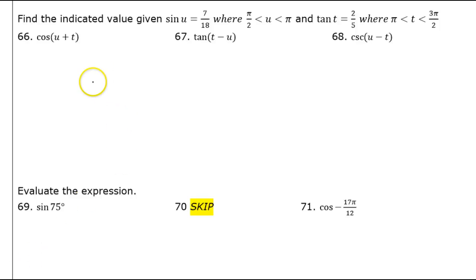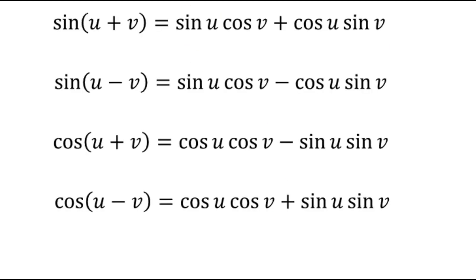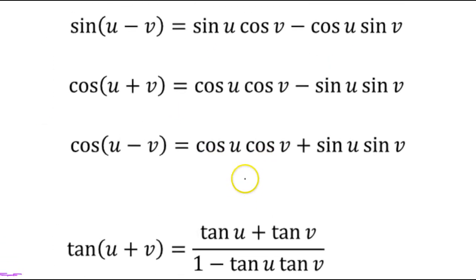In this video, we will be using the angle sum and difference formulas to evaluate trig functions when we are given basically a quadrant and one trig value. Now, when I talk about these sum and difference formulas or identities, I'm talking about these. Okay, and here's the one for tangent.